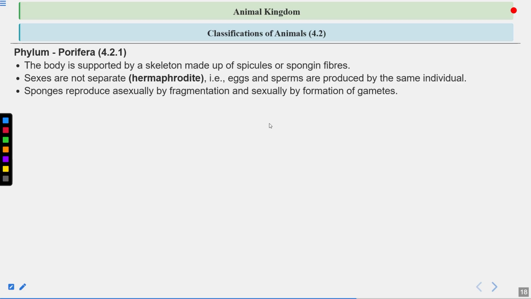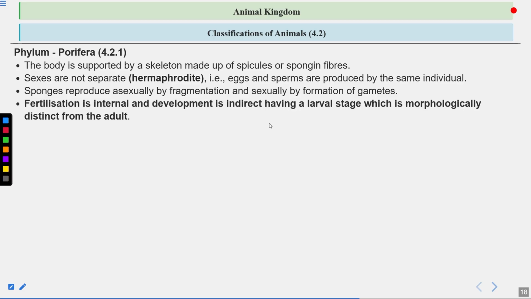Sponges reproduce asexually by fragmentation and sexually by the formation of gametes. So sometimes what happens is the organism breaks into two or three pieces, and each piece now behaves like a new individual. Fragmentation, right? But for sexual reproduction, they form the gametes. There is a union of gametes, fertilization takes place, zygote formation takes place, and then comes the larval stages.